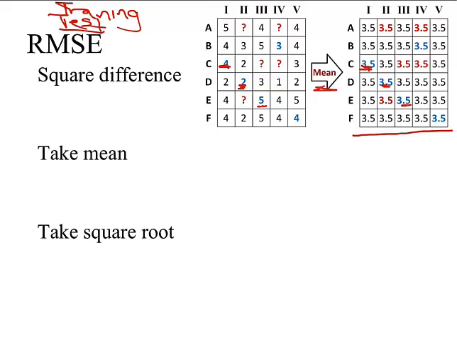You could just write out, for instance, for user C movie 1, that when we square the difference, it's 4 minus 3.5 squared. And we do that for each of the elements. So then the next one, D2, would be 2 minus 3.5 squared.